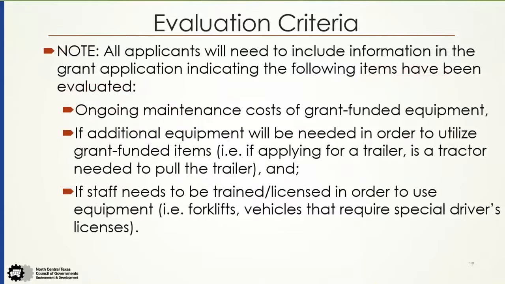All applicants will need to include information in the grant application indicating that the following items have been evaluated: the ongoing maintenance costs of grant-funded equipment and whether or not that fits in your entity's budget, and whether or not additional equipment will be needed in order to utilize grant-funded items. For example, if you're applying for a trailer, will you also need a tractor to be able to pull the trailer? And any special licensing or training needs. For example, are you going to need to train your staff how to utilize the forklift that you're requesting, or do you already have people on staff capable of doing that? And then also considerations regarding vehicles that require a special driver's license or anything of that nature.